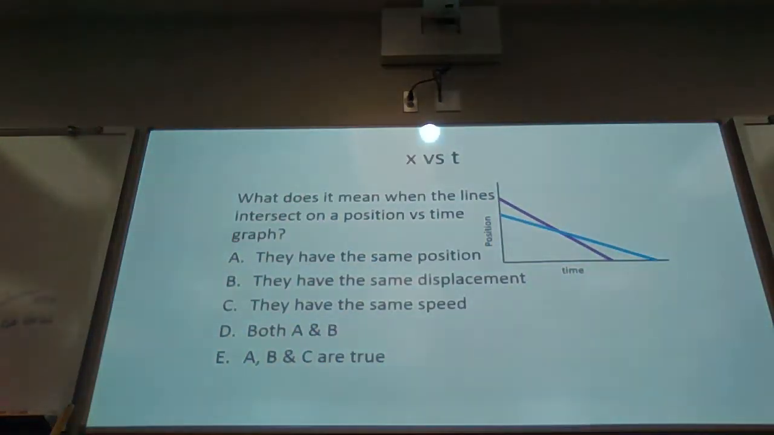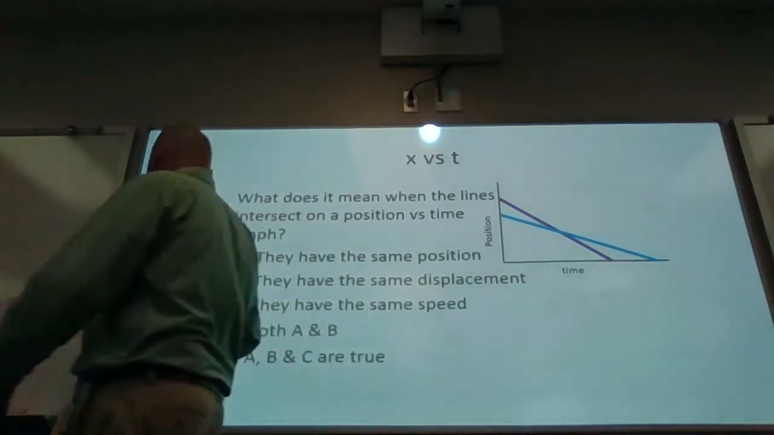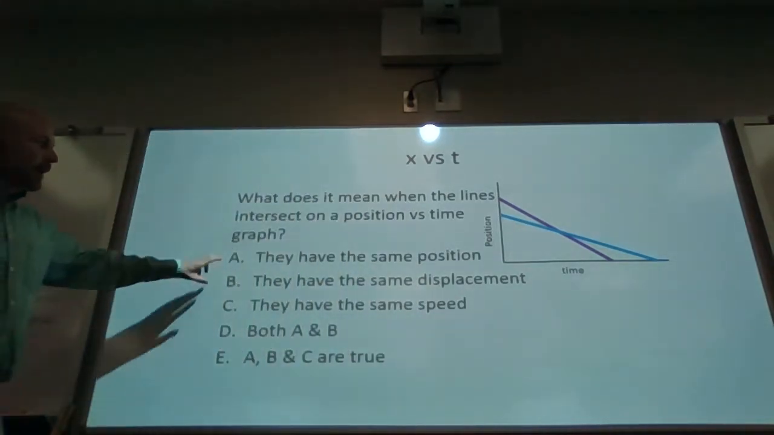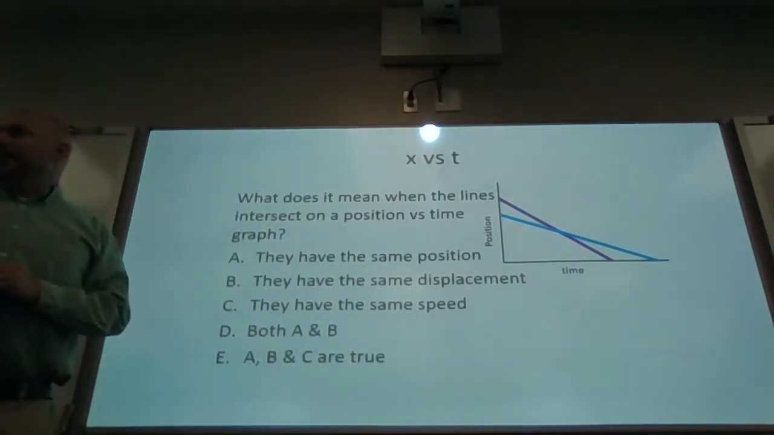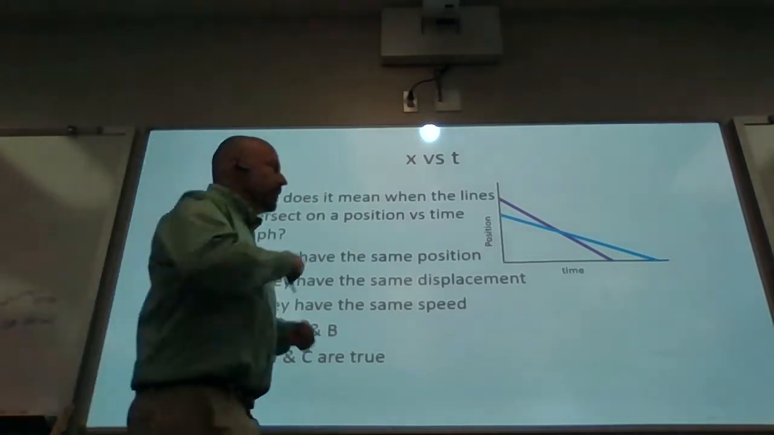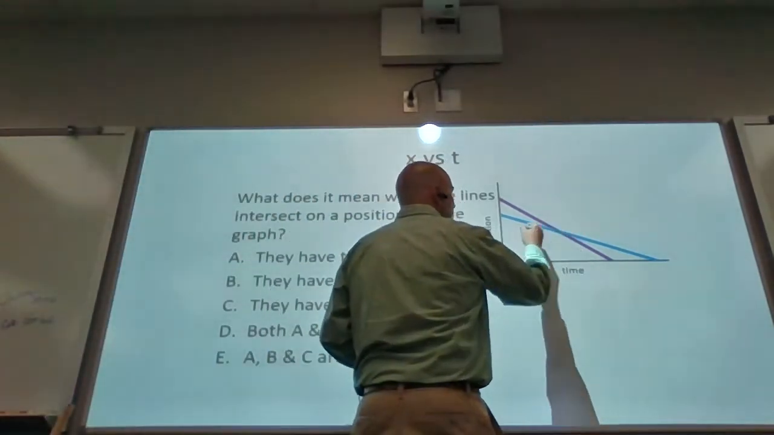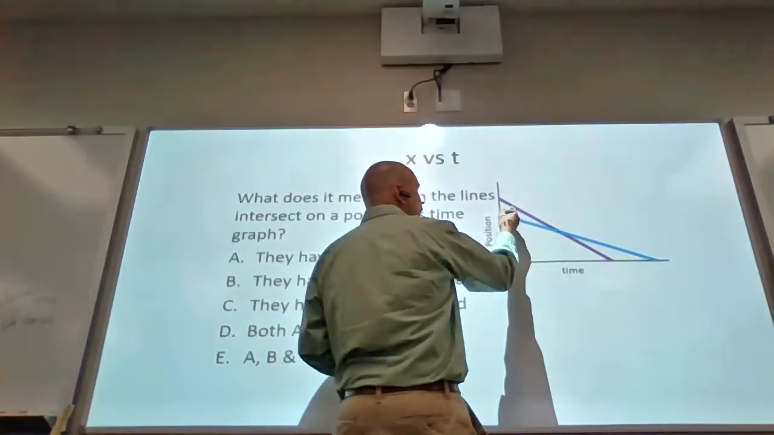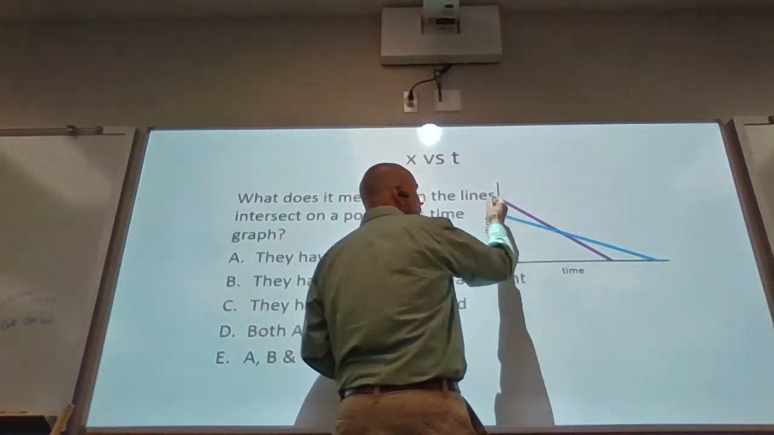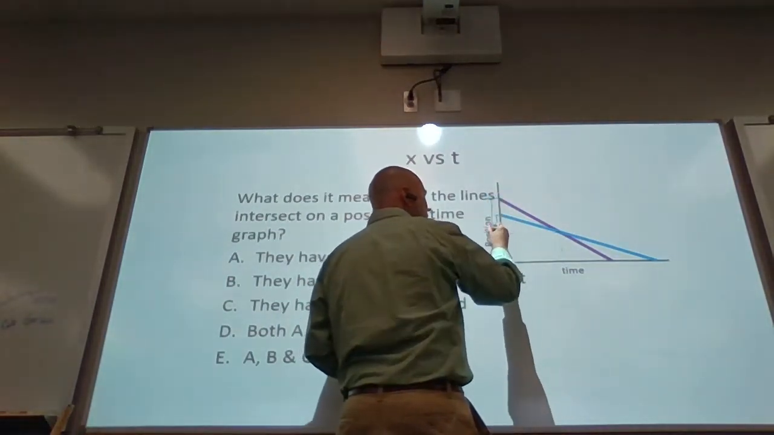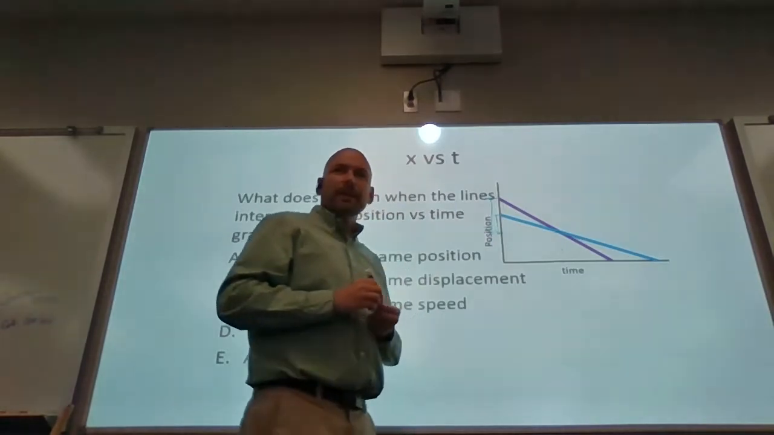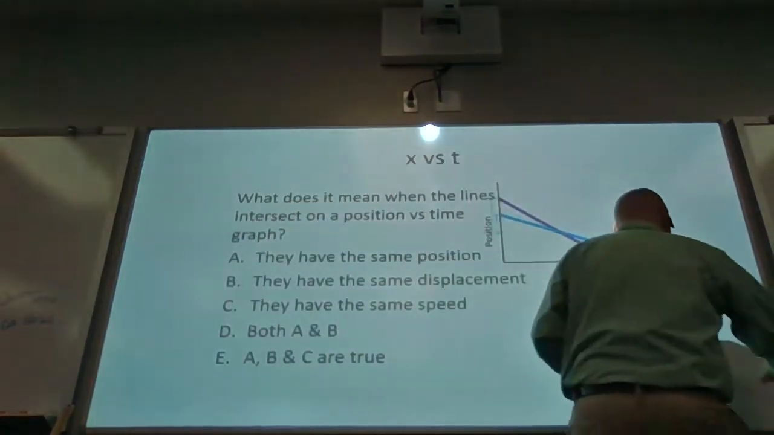Versus time graphs. So we have this. Pause, vote. Correct answer is A, only. They have the same position at the same time. They're located here. Blue started here and went that far. Purple started here and went that far. So they had different displacements.